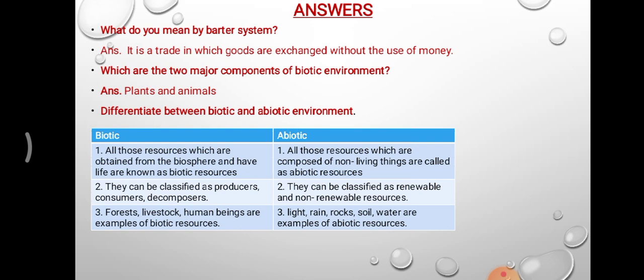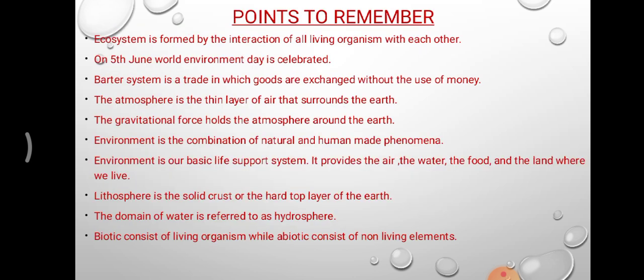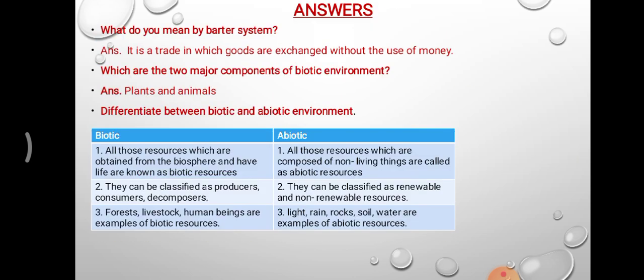Answer: barter system is trade. What is meant by barter system? It is trade in which goods are exchanged without the use of money. What are the two major components of the environment? Biotic and abiotic, plants and animals.